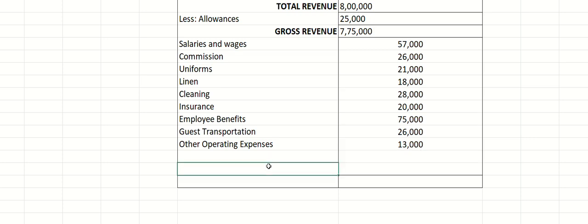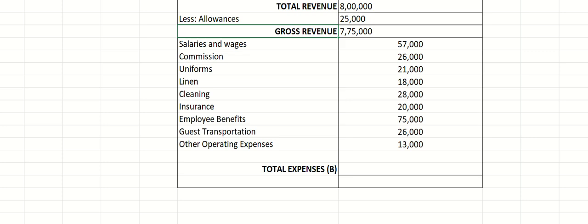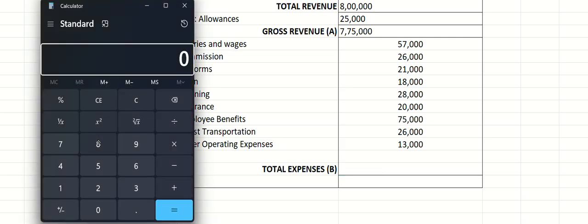Think I am doing the very first thing, and then I take the total expenses. I'm taking the first approach there. I have to find the total of expenses here. Let me take the total of expenses as B, and let me take the gross revenue as A. Now let me open the calculator.